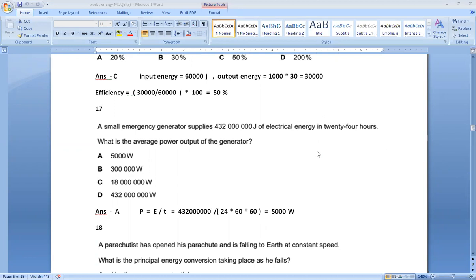So power is calculated as E over T. Energy will be 432 million divided by time. Now the time, there are 24 hours. So 24 multiplied by 60 gives you minutes, and multiplied by 60 gives you seconds. So time will be 24 into 60 into 60. By dividing, we get 5,000 watt. So your average power is 5,000 watt. Option is A.